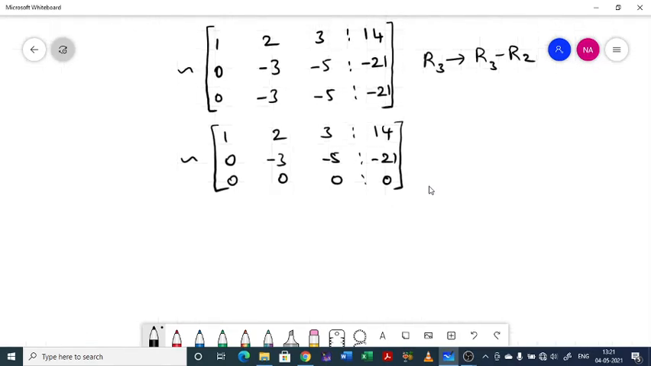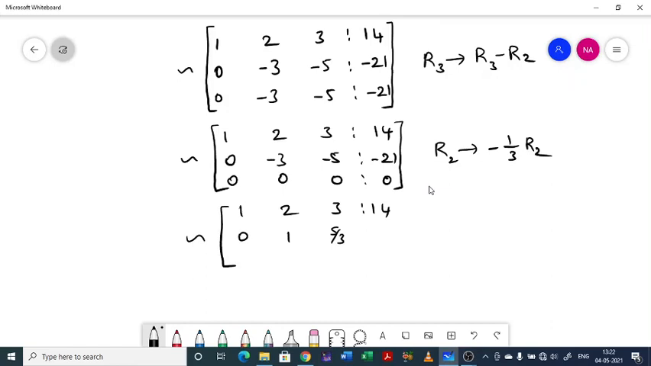If you want, you can divide R2 by minus 3 to get 1 here. You can do that also. Sorry, it is not R3, R2 changes to minus 1 by 3 R2. Then it will be equivalent to 1 2 3 14, 0 1 5 by 3, minus minus cancels, 7, 0 0 0 0.